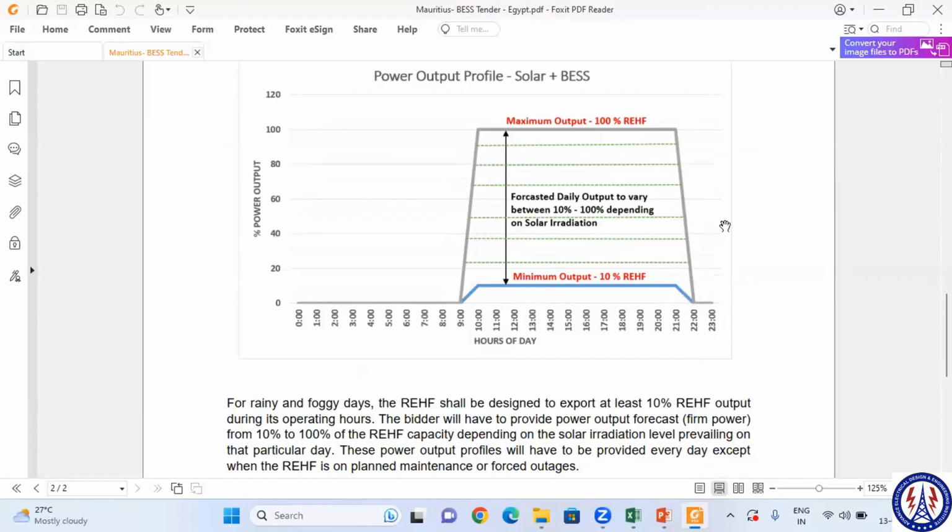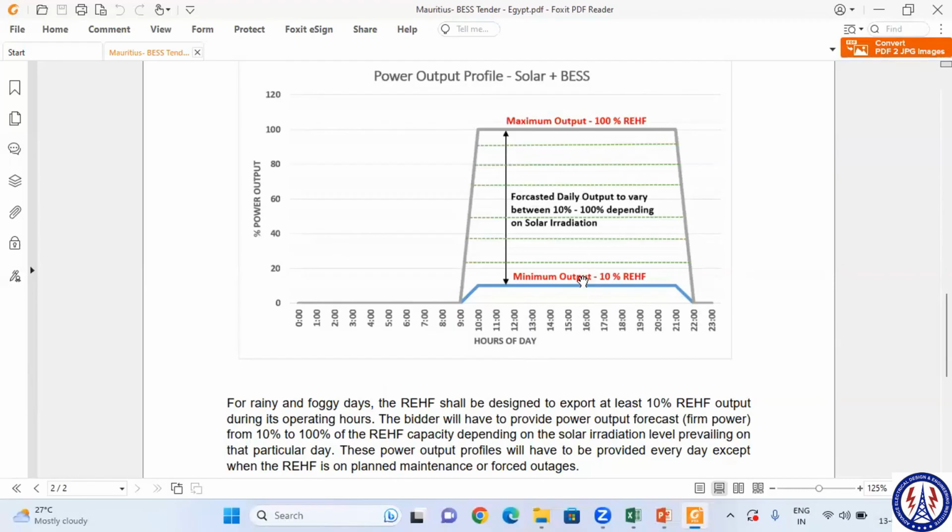The requirement, what I understood, is that in the daytime, without the battery, you can manage the daytime operation with the capacity of, whatever you say, 40 megawatt. Because they are starting from 10 a.m. to evening, let's say 10 to 4 p.m. So the duration you can refer to is up to 4 p.m.